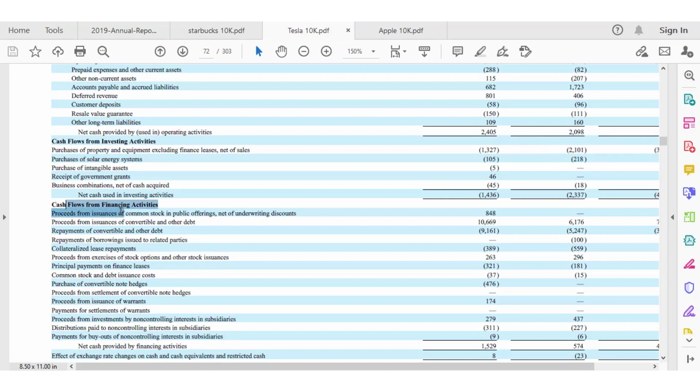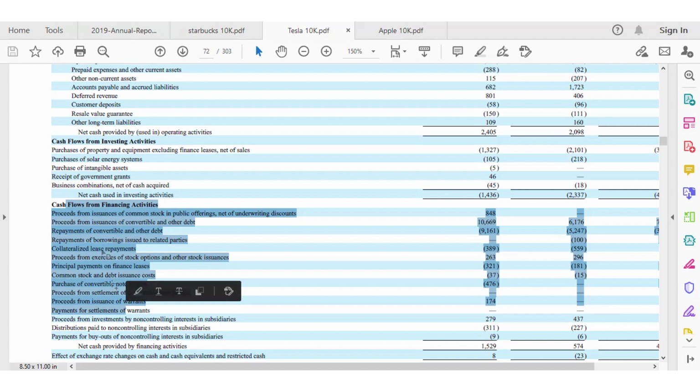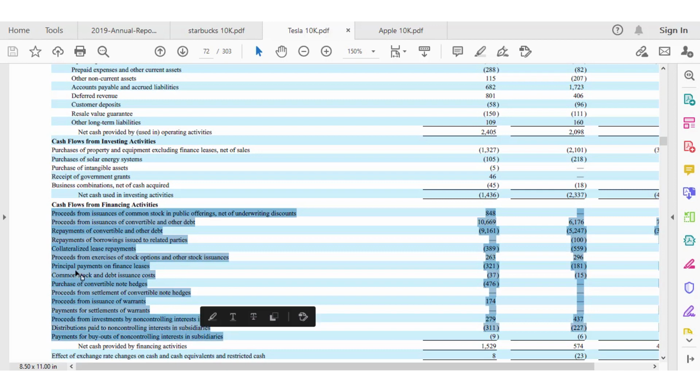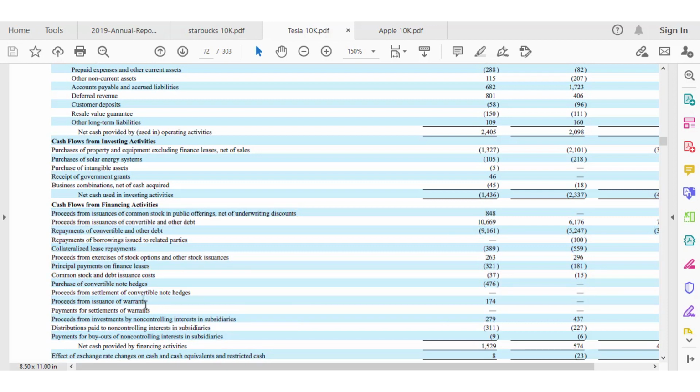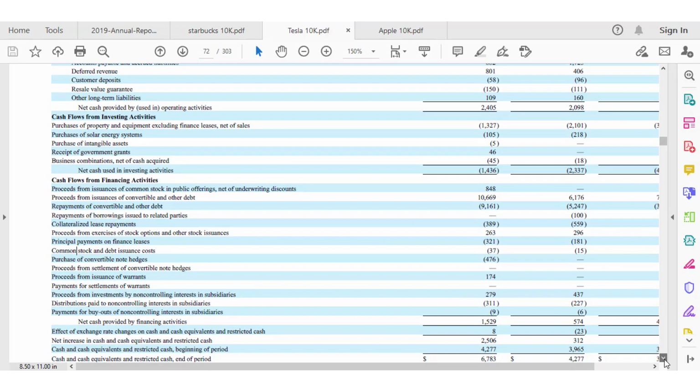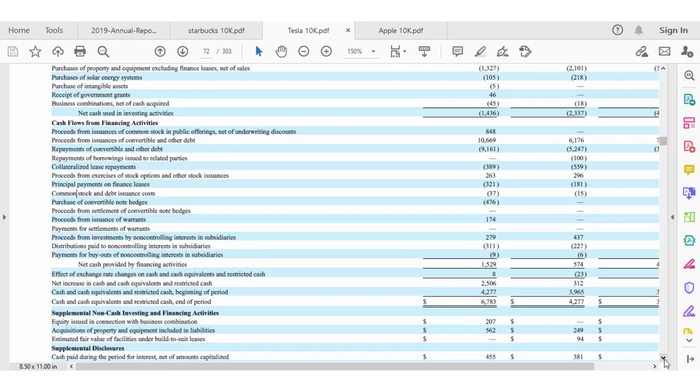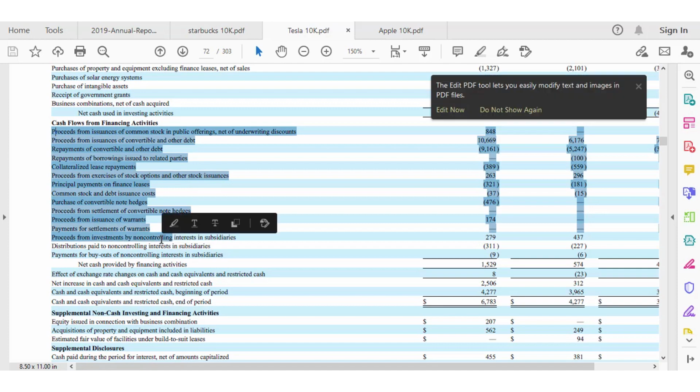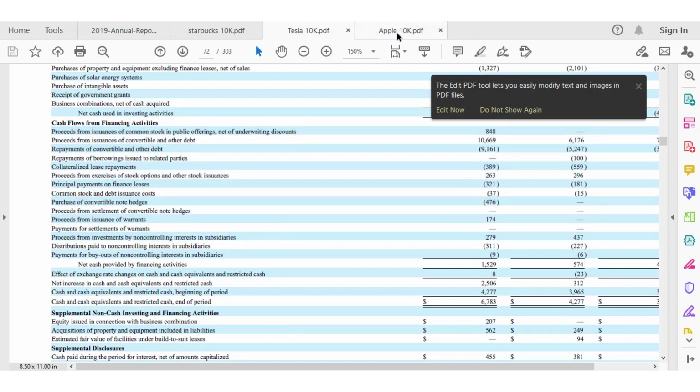You then have cash flow from financing activity. Tesla's capital structure is very, very complicated, as you can see here. And I don't have time to go through every single one of them, but you can pretty much see just how complex their capital structure is, the way that they finance their operation. Again, Tesla historically has been a loss-making company, so you can understand why it's pretty complex, the way they finance their operation. But essentially, nothing really stands out.